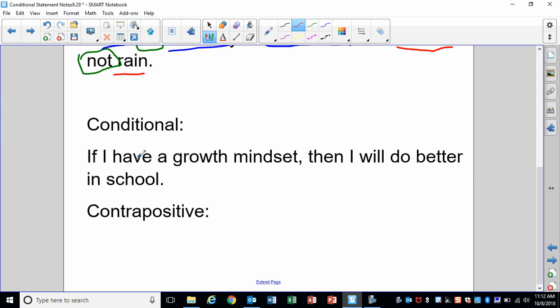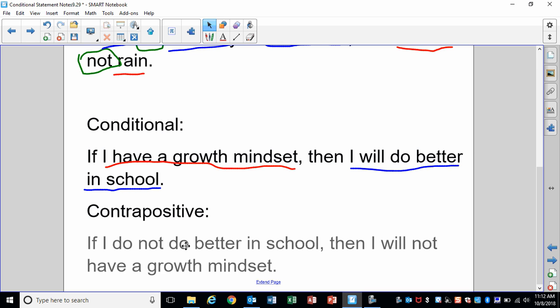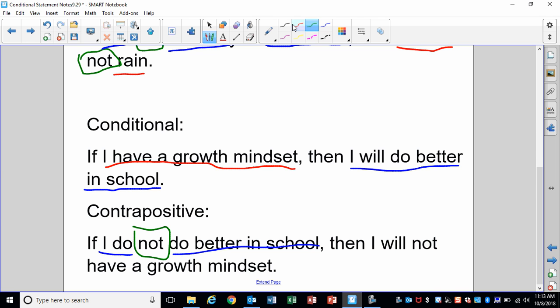So looking at this example, I have if I have a growth mindset, so that is my hypothesis. Then I will do better in school. I will do better in school is my conclusion. We are going to flip and not these. So instead of starting with red, we start with the blue, but I add in that not. And I finish with the red, but I add in the not.